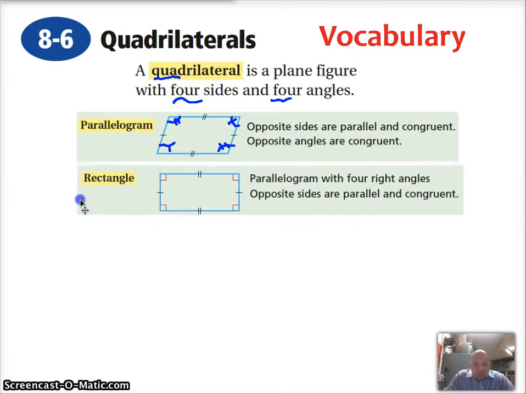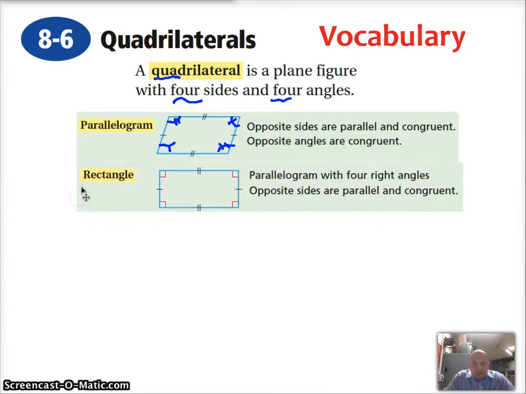Next, we have a quadrilateral that is very familiar to you. It's a rectangle. It's a parallelogram with 4 right angles, and opposite sides are parallel and congruent. So there we have the 4 right angles. Opposite sides are equivalent to each other in length.